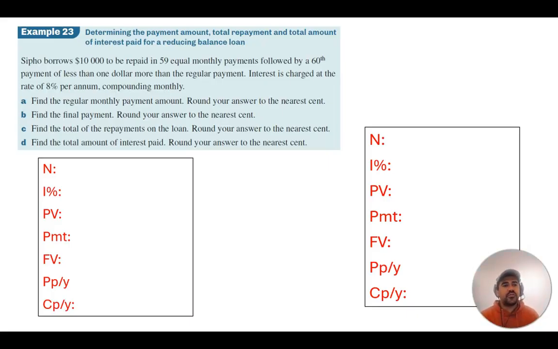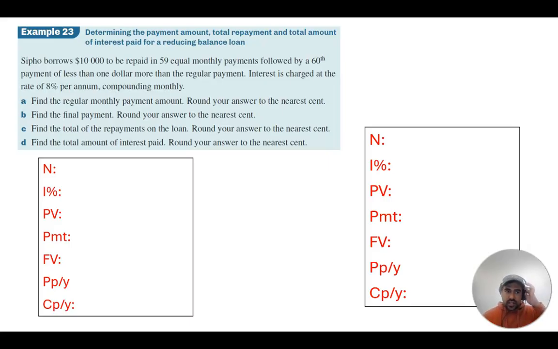Now, Sifo, what a name, decides to borrow $10,000. Now this is the weird part. It's going to be repaid in 59 equal monthly payments, followed by a 60th payment of less than $1. So a certain amount that's between $0 and $1. And this value is going to be more than the regular payment. So a particular value is going to be added, which is less than $1, to the regular payment.